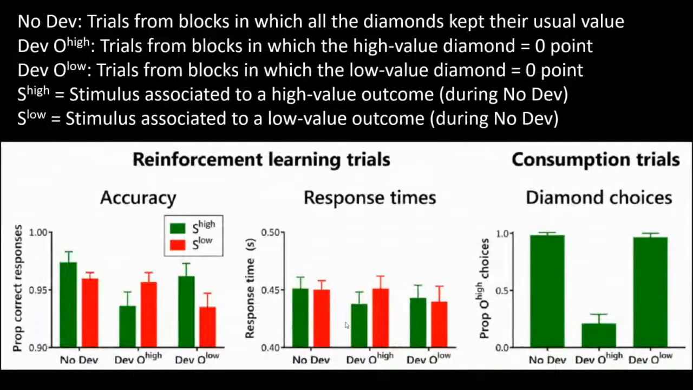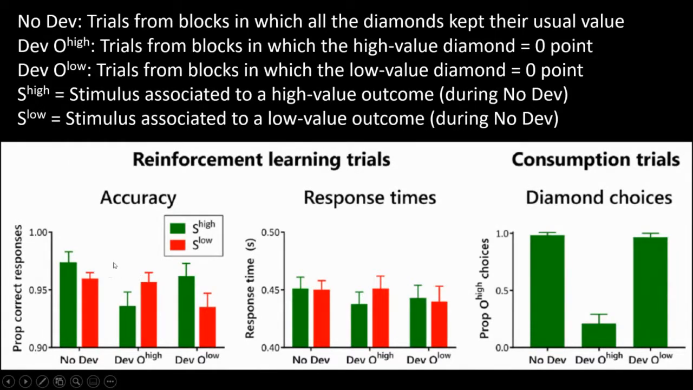So, results. This is what happened in the behavior. What you can see here is that accuracy was really good. It's around 95% of correct responses, but still we have an interaction here. The accuracy was better for the stimulus high trial. So when the participants know that they can get a really good outcome, they put more effort in that and they made these responses better.